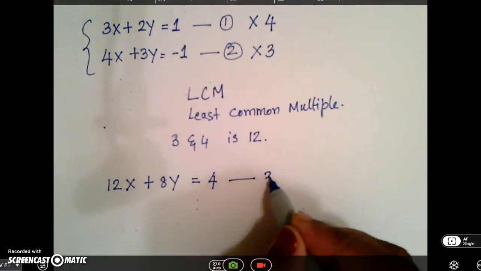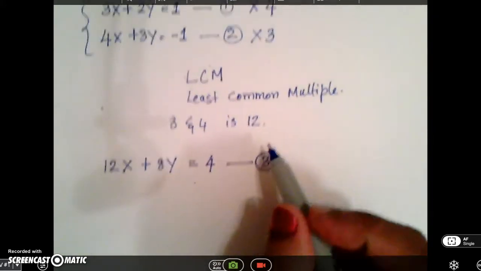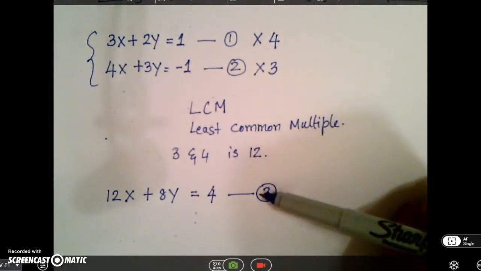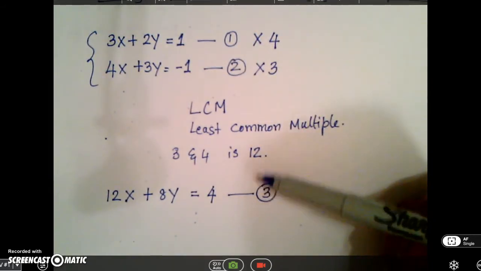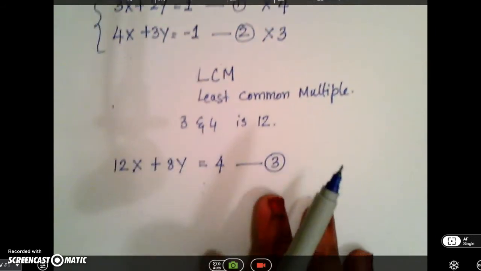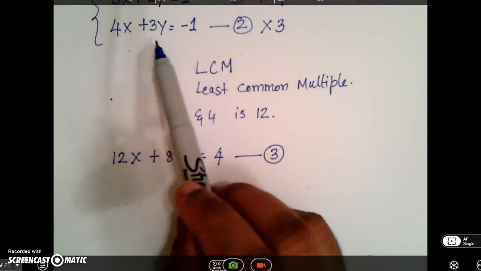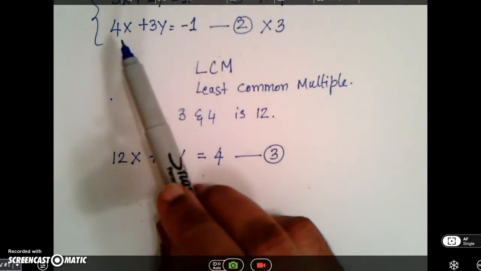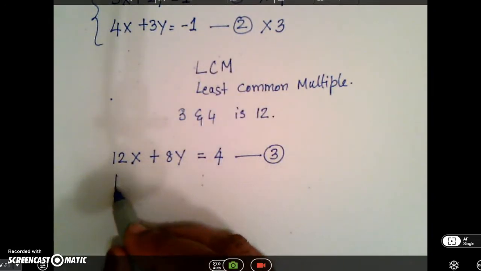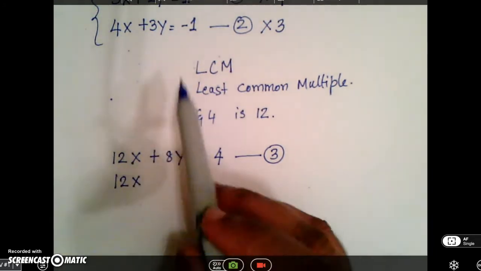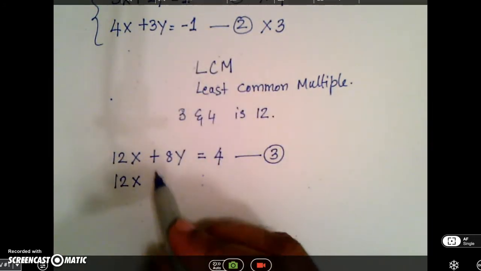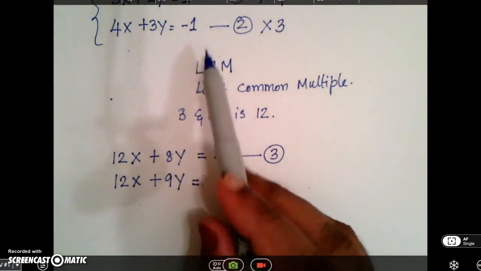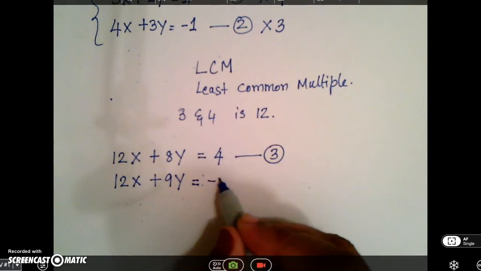Now this becomes my equation 3. If you look closely, my equation 1 and equation 3 are equivalent to each other. They are one and the same. The next equation, 4x plus 3y equal to -1, I'm multiplying it by a 3. So 4 times 3 is going to give me a 12x. 3 times 3 is going to give me a 9y, equal to -1 times 3, which is a -3.